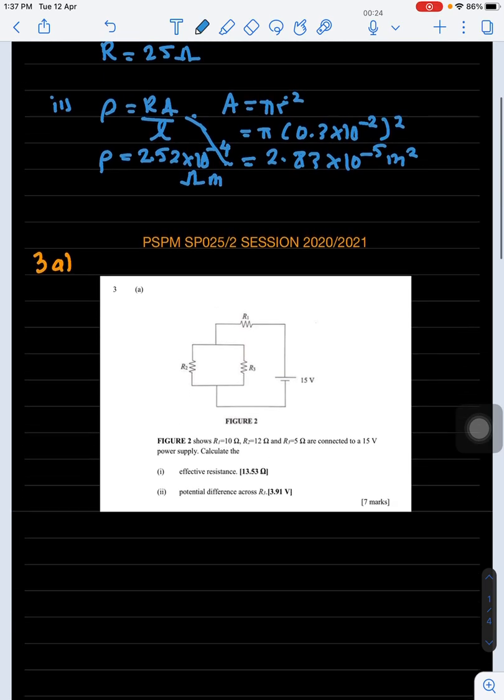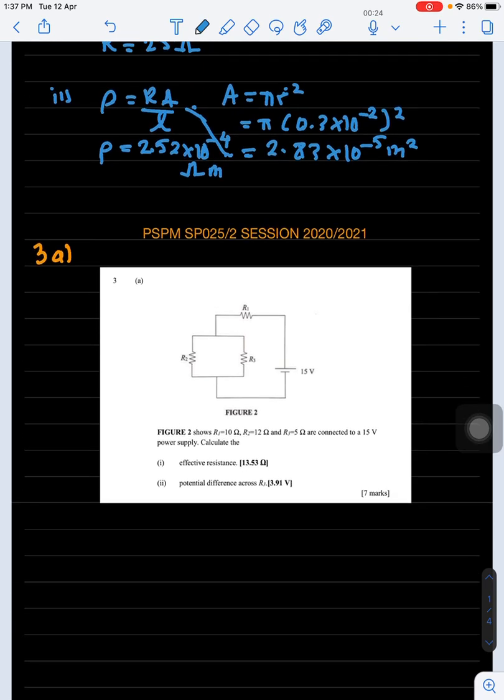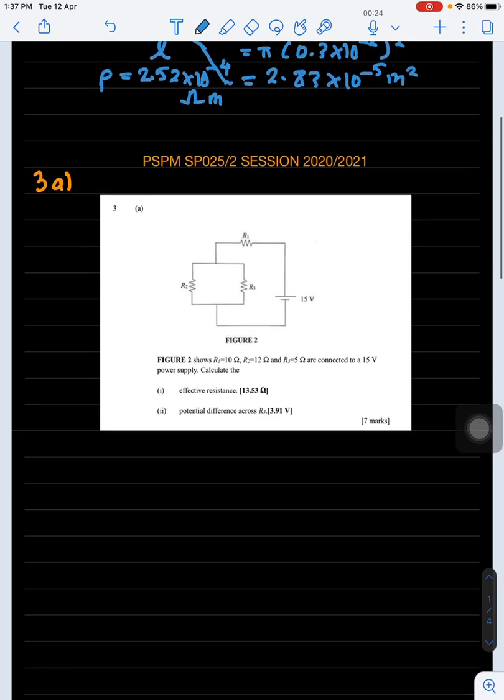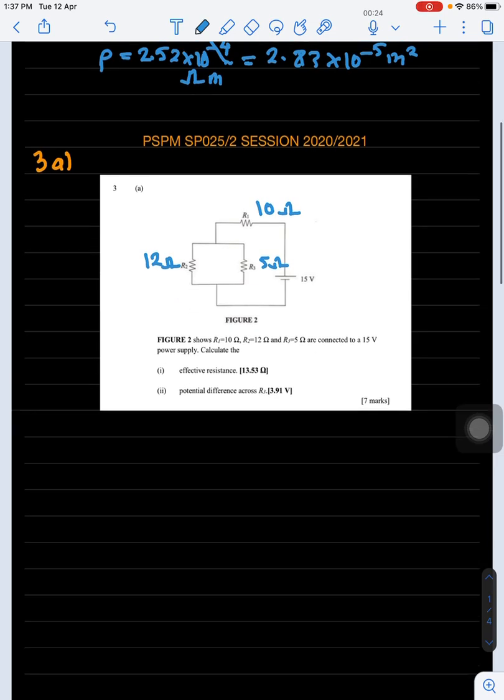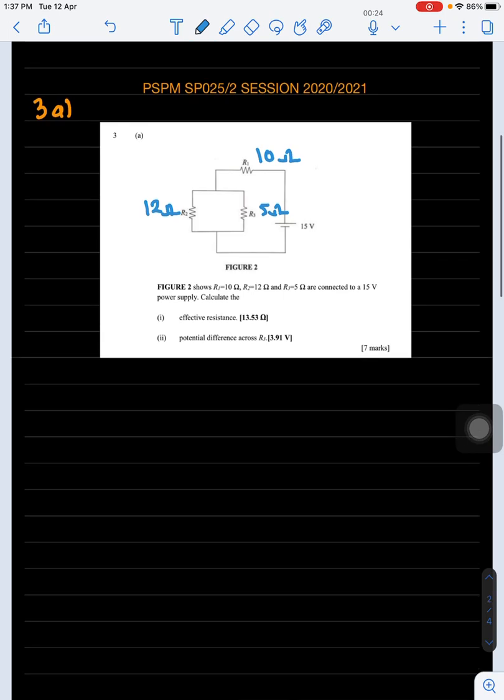The second question is from 2020 and 2021. Okay, figure 2 shows R1 equals 10 ohm, R2 equals 12 ohm, meanwhile R3 is 5 ohm. Calculate the effective resistance. So the first step we need to solve is, we look at the diagram here. R2 and R3 are connected in parallel. So solve for R2 and R3 first.